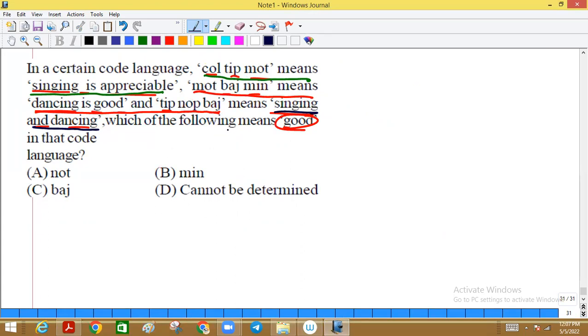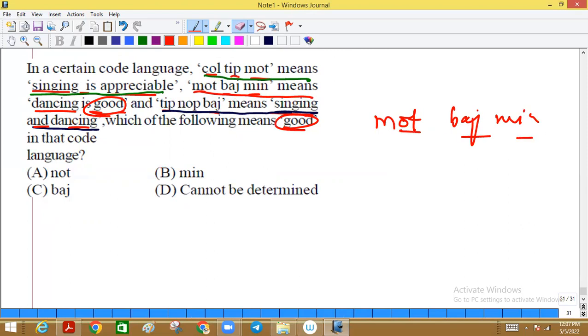Yes, I have to take from here, the blue color. So where is this word good? In the first sentence, second sentence, or third sentence? We have it in the second sentence. So in the second sentence, what words do we have? Three words: mod, baj, and min. Out of these three words, one is your answer.